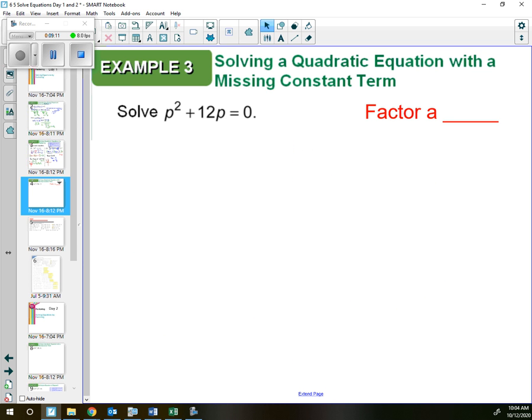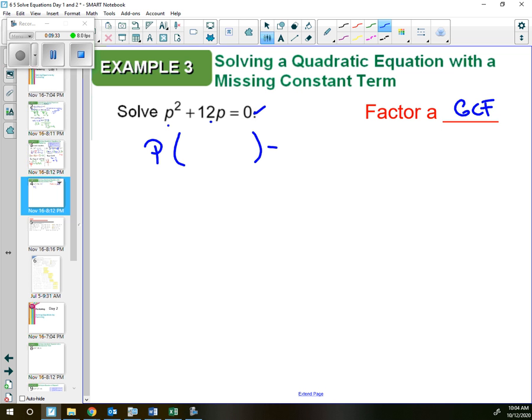Dealing with some of the other things we did earlier in the chapter. So p squared plus 12p equals 0. Is it already equal to 0? Yep, check. That's good to go. So we want to try to factor it. Now remember, factoring a lot of times is two binomials, but remember how we always check for a GCF. So we're always going to look for a GCF. Is there a GCF in these two? Well, yeah, you can pull out the p.